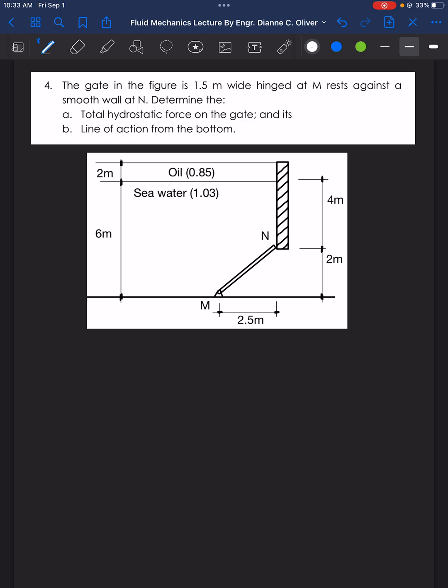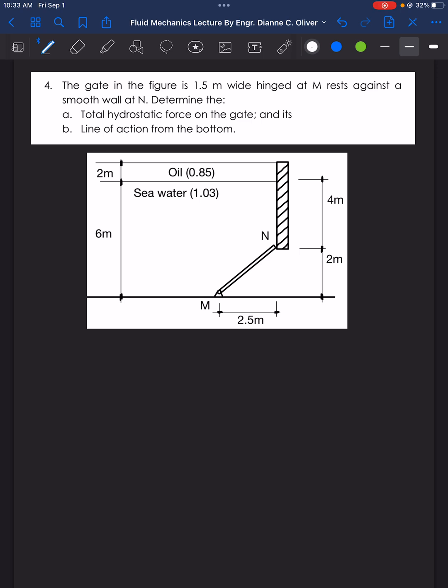In this example, number 4, it is special because we are dealing with more than one liquid. We have here the gate given in the figure. It is 1.5 meters wide. It is hinged at point M and it is resting against a smooth wall at N. Determine the following. First, the total hydrostatic force acting on the gate, and letter B, its line of action from the bottom.